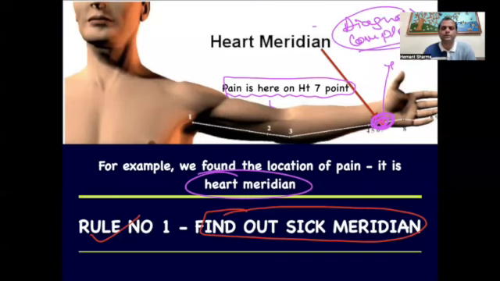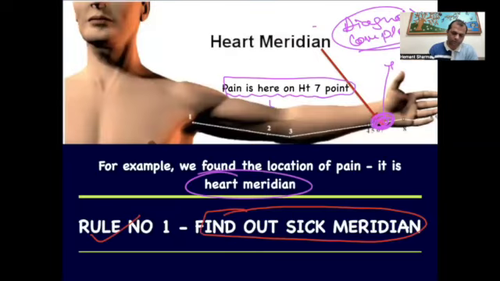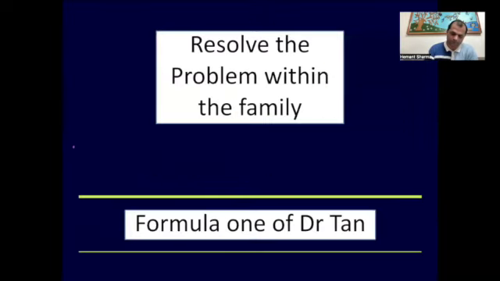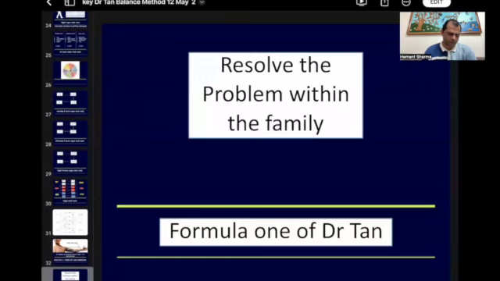Let's move to rule number 2 of Dr. Tan. What is rule number 2? Because there is a 1, 2, 3 formula. Rule number 2: resolve the problem within the family. Resolve the problem within the family, right? I will show you here.